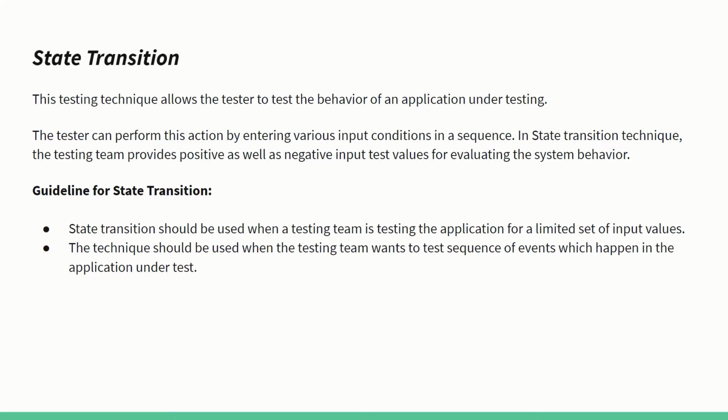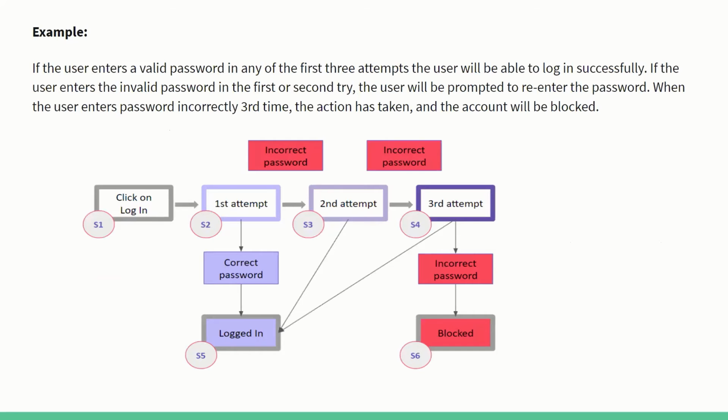For guidelines, state transition should be used when a testing team is testing the application for a limited set of input values. We can take this example for that one. We'll check how this account will behave with these input values.